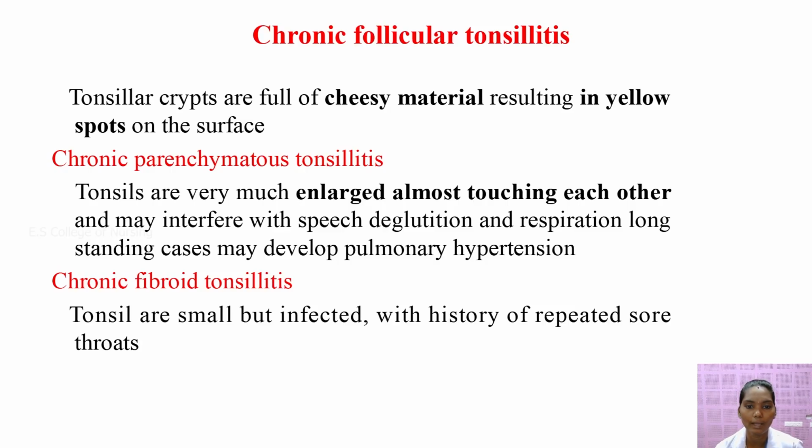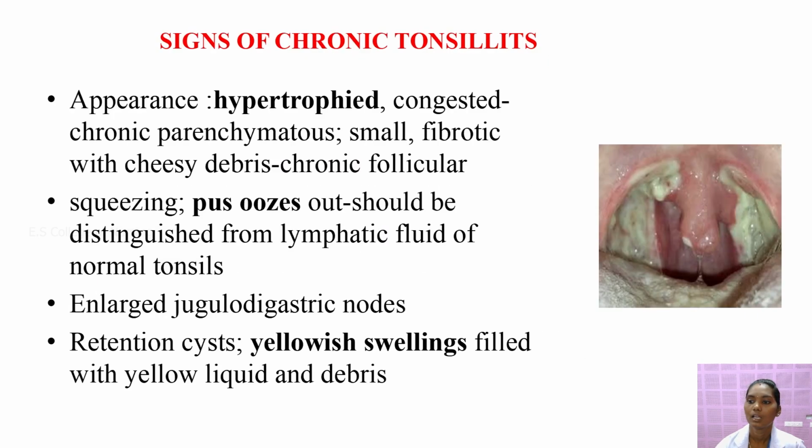And next is chronic parenchymatous tonsillitis, where the tonsils are very much enlarged, almost touching each other, and may interfere with speech, totally alter respiratory function, and patients may also have pulmonary hypertension. I will show one picture. See the picture. This is the picture of chronic follicular tonsillitis, with yellow color appearance and cheese-like appearance around each side of the tonsil.